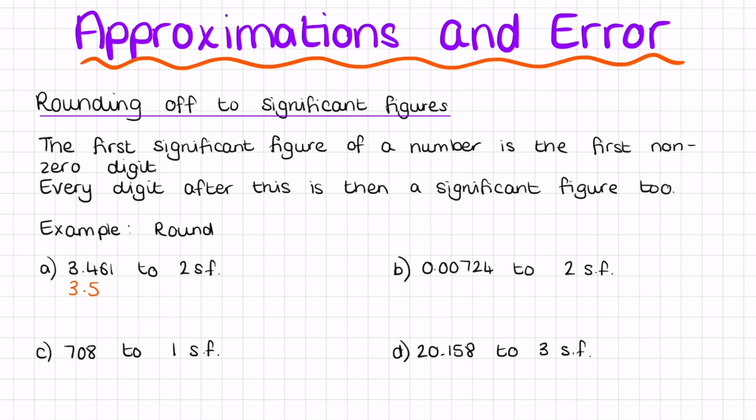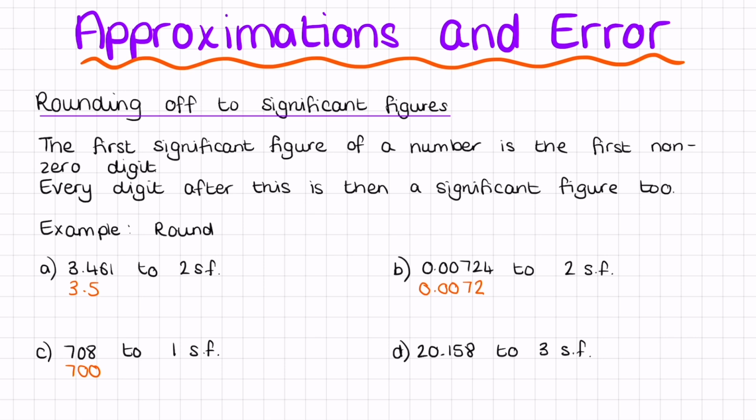B, we have 0.00724. Now the first 3 zeros are not classed as significant. We still need to write them in our answer, 0.00, but this 7 is our first non-zero number which is significant, so it'll be 7, and then our next number will be 2, and we leave it at that. C, 708 to 1 significant figure, so our 7 is our significant figure. The other two are not, but obviously it's 708, so we still have to write the 700, we can't just write 7.